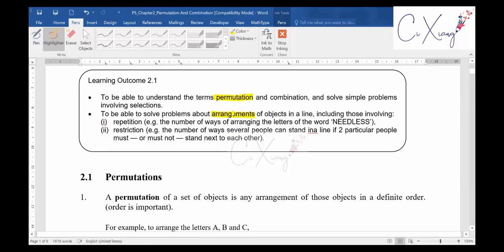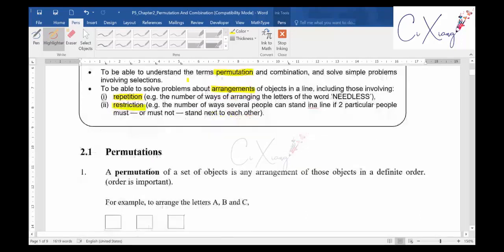Also you need to consider different cases, such as sometimes repetition is allowed, or sometimes repetition is not allowed, or maybe there are some restrictions. Like sometimes when you want to arrange a few objects, there are some objects that must always be together, and there are also some objects that must be separated. So these are different restrictions that might be asked in the exam or in the question. For this video, we focus on permutation first. Again, let us start.